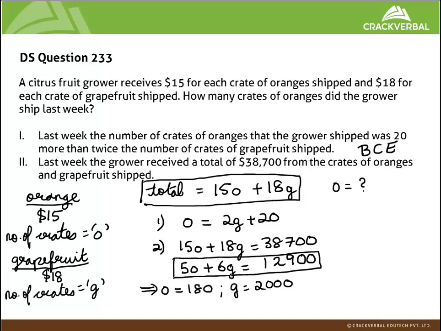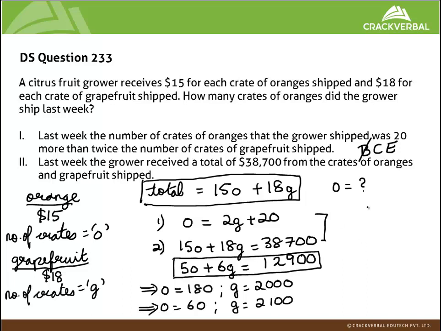Another value I can plug in for O here can be 60, because 60 times 5 gives me 300. 12,900 minus 300 is 12,600, which is again perfectly divisible by 6. So O is 60. G is going to be 12,600 divided by 6, which is going to be 2,100. So O can also have a value of 60. So since this linear equation gives us two possible values for O, I don't get a definite answer. The second statement individually is insufficient.